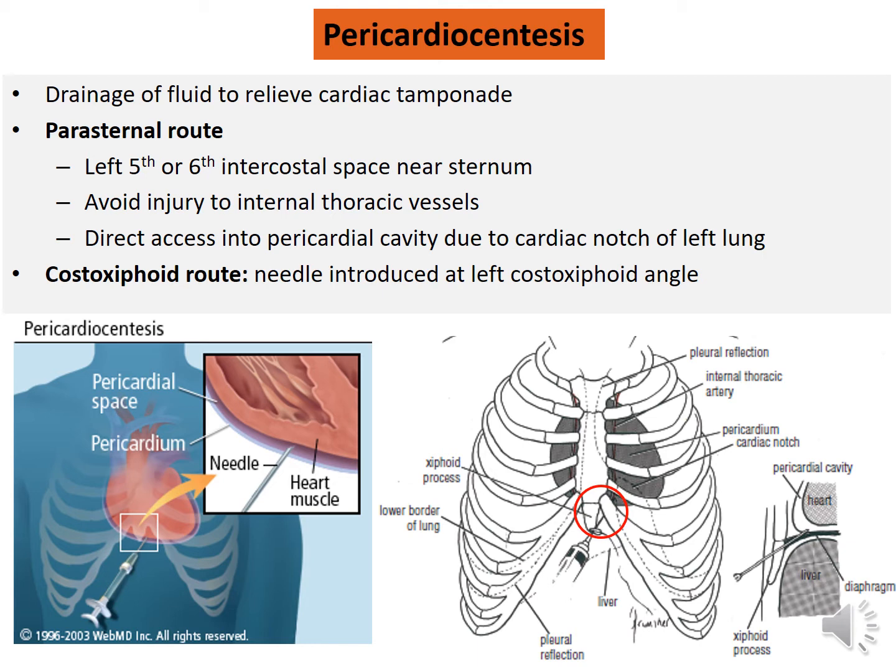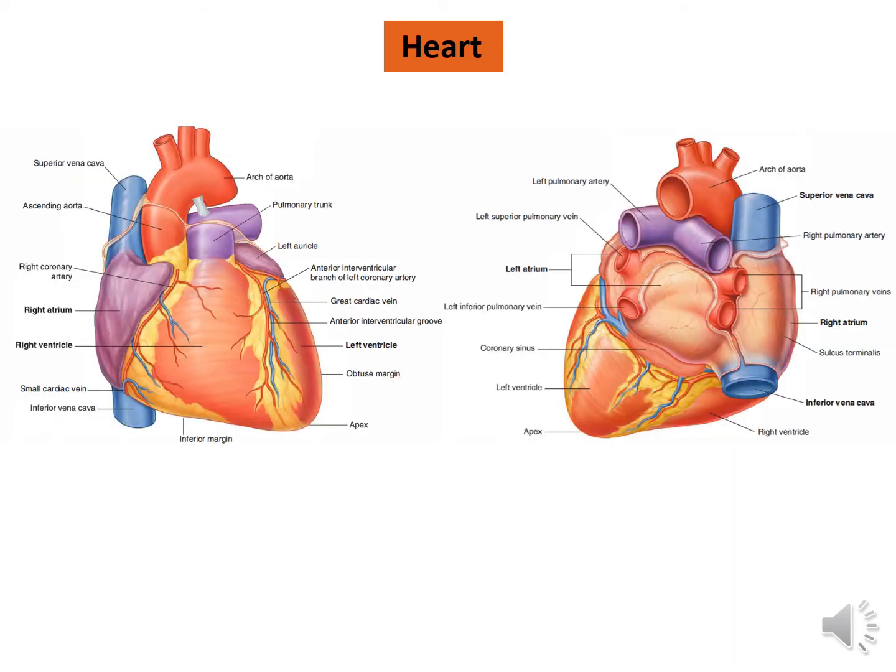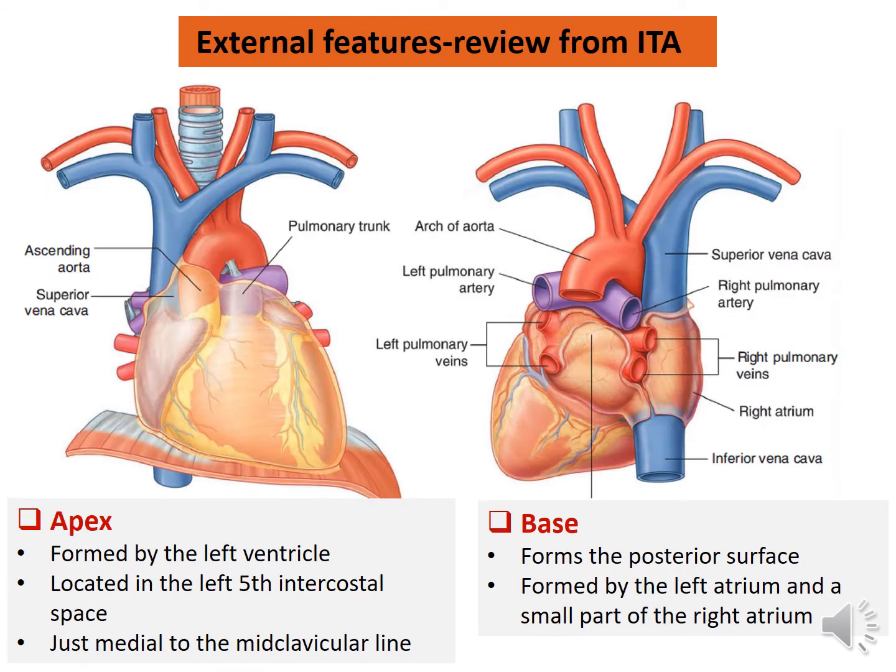So this is about pericardiocentesis. With this we finish the pericardium. Now we will move on to the heart. After knowing the pericardium, now we will discuss the internal features of the heart. So in this lecture particularly we will talk about the interior or internal features of the heart. Briefly about external features, you can review it from the introduction to anatomy.